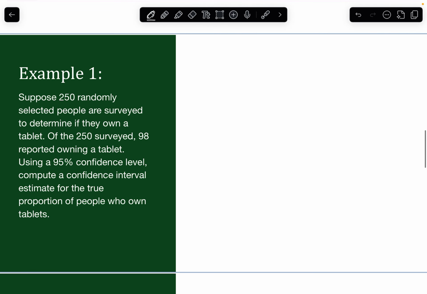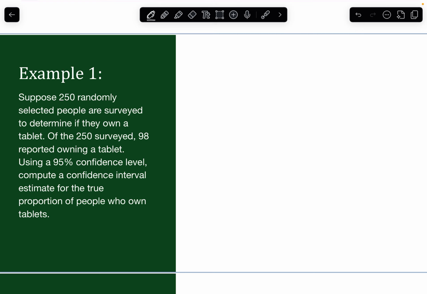Our first example says, suppose 250 randomly selected people are surveyed to determine if they own a tablet. Of the 250 surveyed, 98 reported owning the tablet. Using a 95% confidence level, compute a confidence interval estimate for the true proportion of people who own tablets.